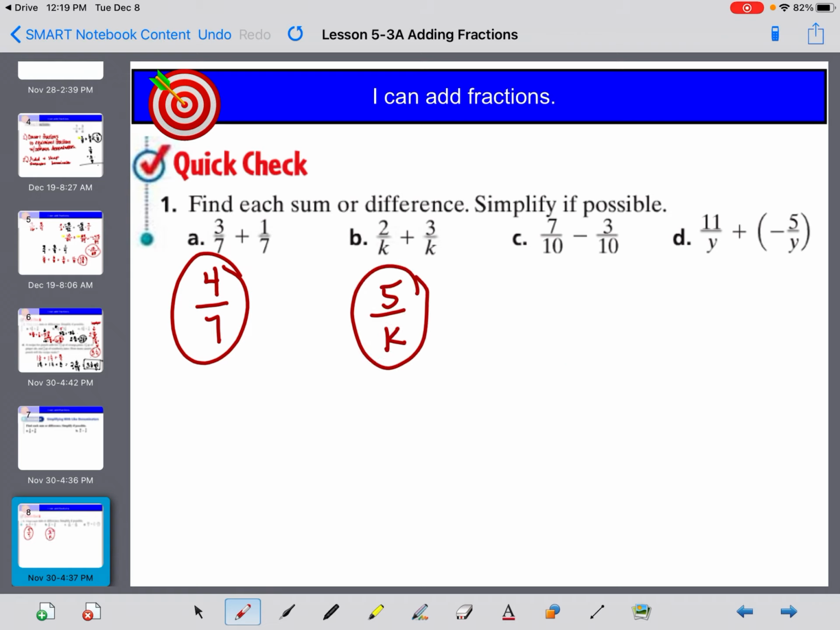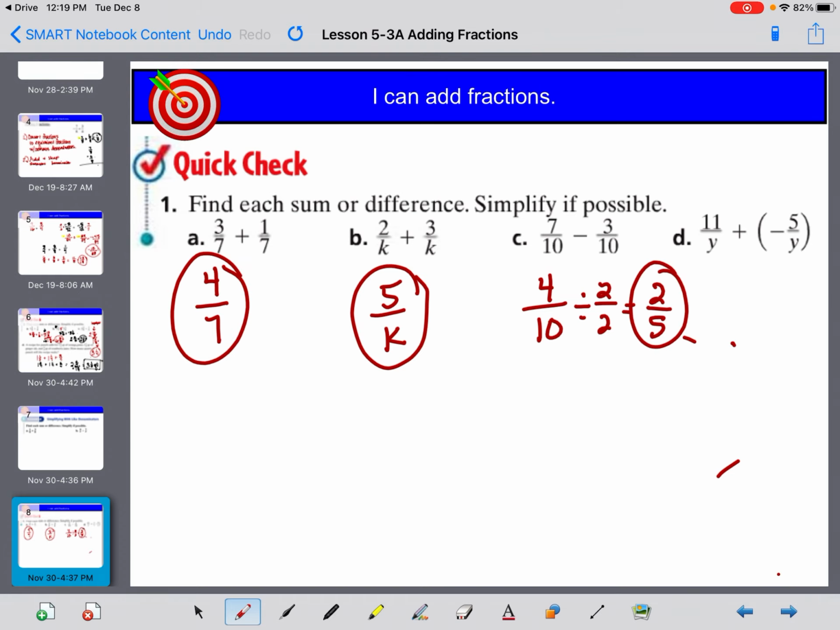All right, for the first one, 3 plus 1 is 4, 4/7. Letter B, 2 over k plus 3 over k. The k is your common denominator. There's your variables, right? We always introduce negatives and variables. So 5 over k. The next one, 10 is already your common denominator, so we have 4/10. When I reduce that, I get 2/5.